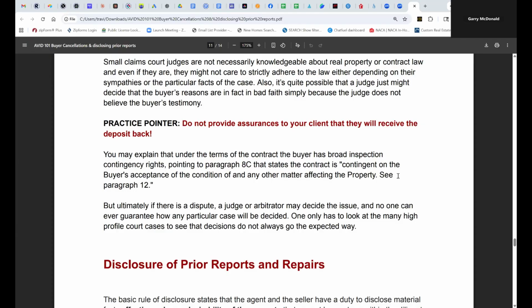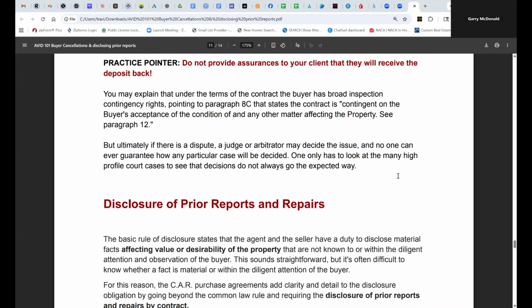You may explain that under the terms of the contract, the buyer has broad inspection contingency rights, pointing to paragraph 8C, that states the contract is contingent on the buyer's acceptance of the condition of and any other matter affecting the property. See paragraph 12. But ultimately, if there's a dispute, a judge or arbitrator may decide the issue. No one can ever guarantee how any particular case will be decided. One only has to look at the many high-profile court cases to see that decisions do not always go the expected way.